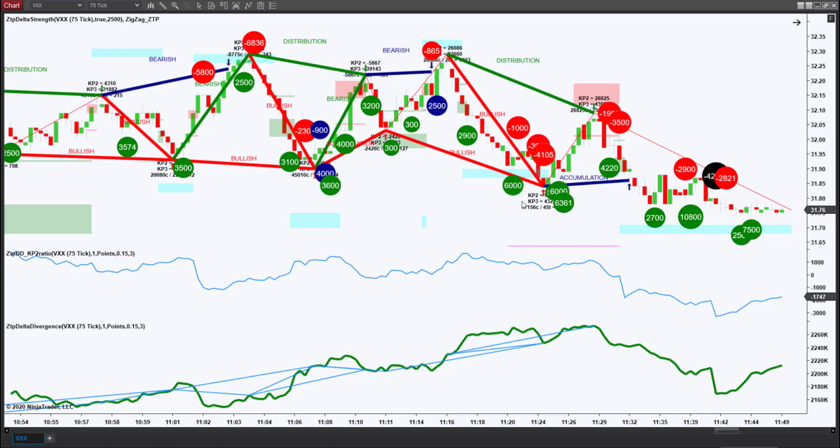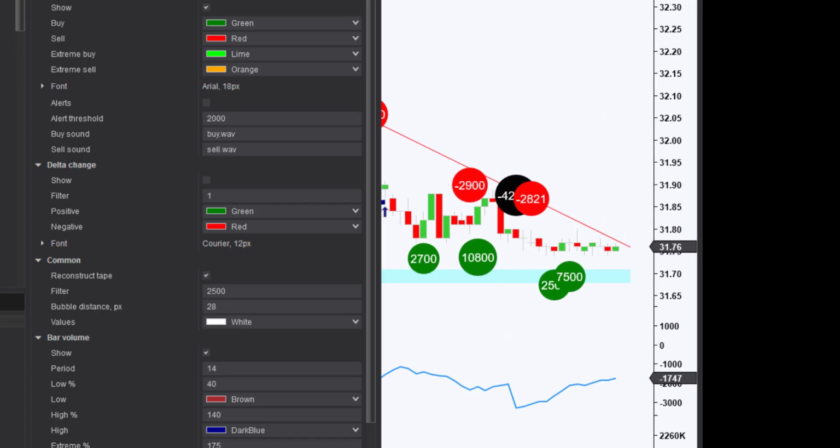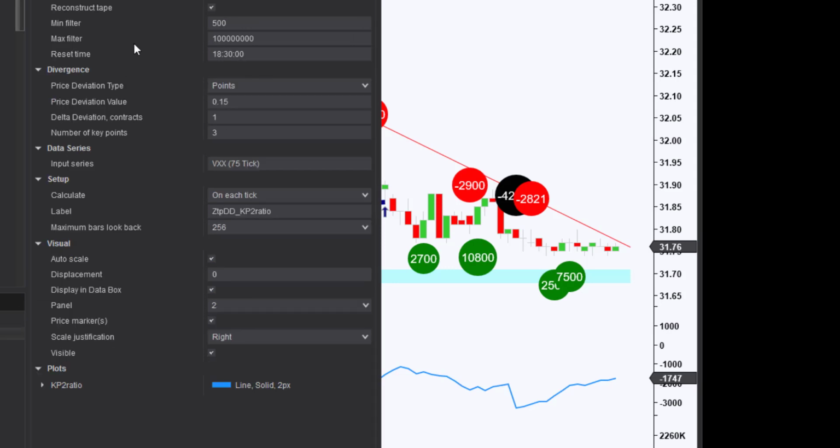Now, the other thing we can do with the VXX is put our delta strength indicator on here to see individual trades. So what that setup looks like is basically this. I want to reconstruct the tape and I want to look for trades of 2,500 or more. The KP2 ratio, I want to reconstruct the tape with a minimum filter of 500. This isn't something that I've extensively tested, so this is something that you probably would want to do yourself.